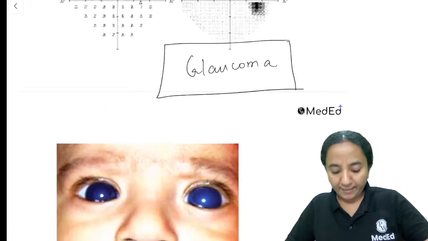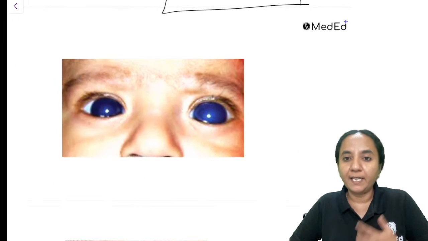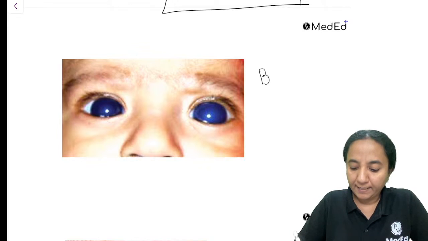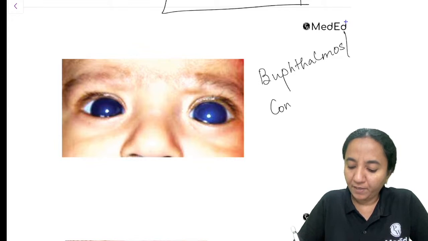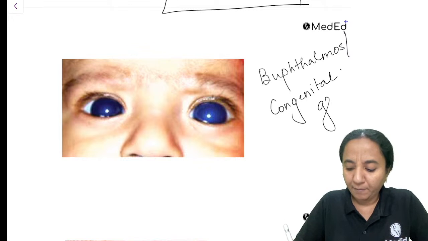Okay, next image. What is this? We have seen these large blue eyes. Yes, this is buphthalmos or congenital glaucoma. Very, very typical image.